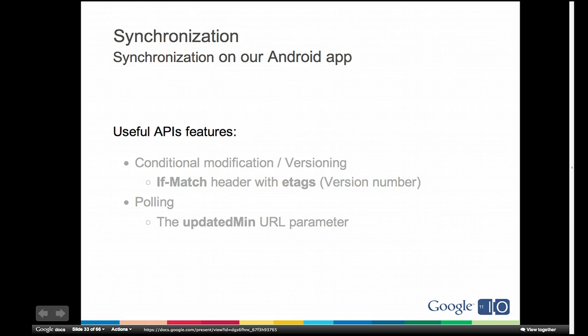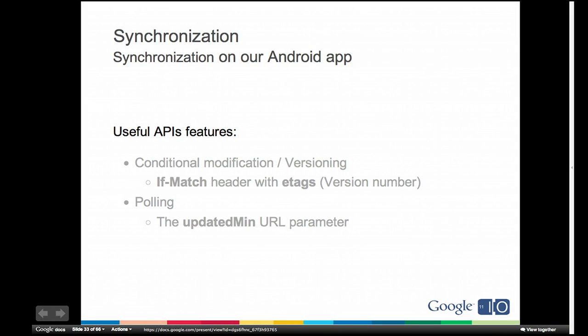To actually do that, I'd like to show you 2 really useful API features that are available in the Tasks API today. The first is the ability to do conditional modification. You can do that by setting an If-Match header along with your request to the ETag of the task. So the ETag is like a version number that's assigned to your task.